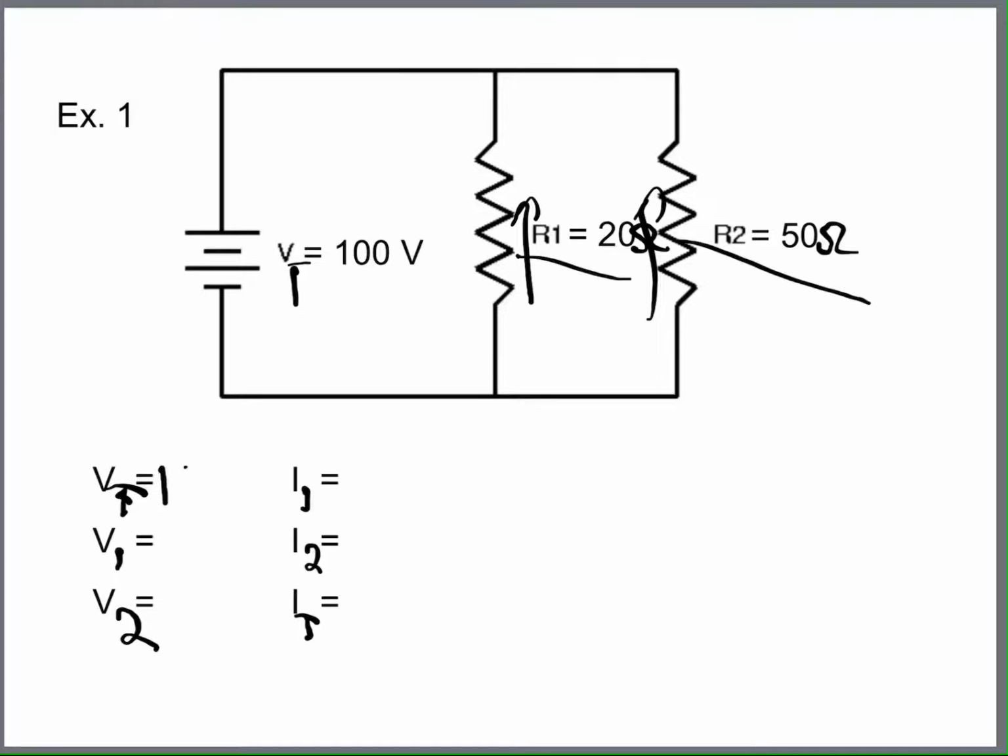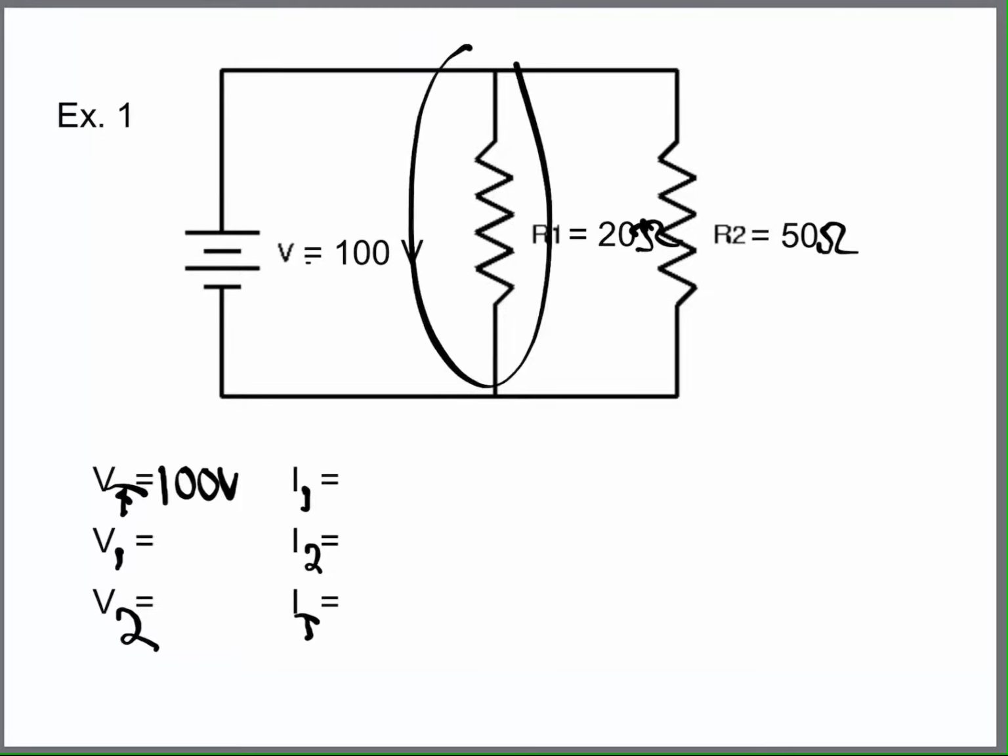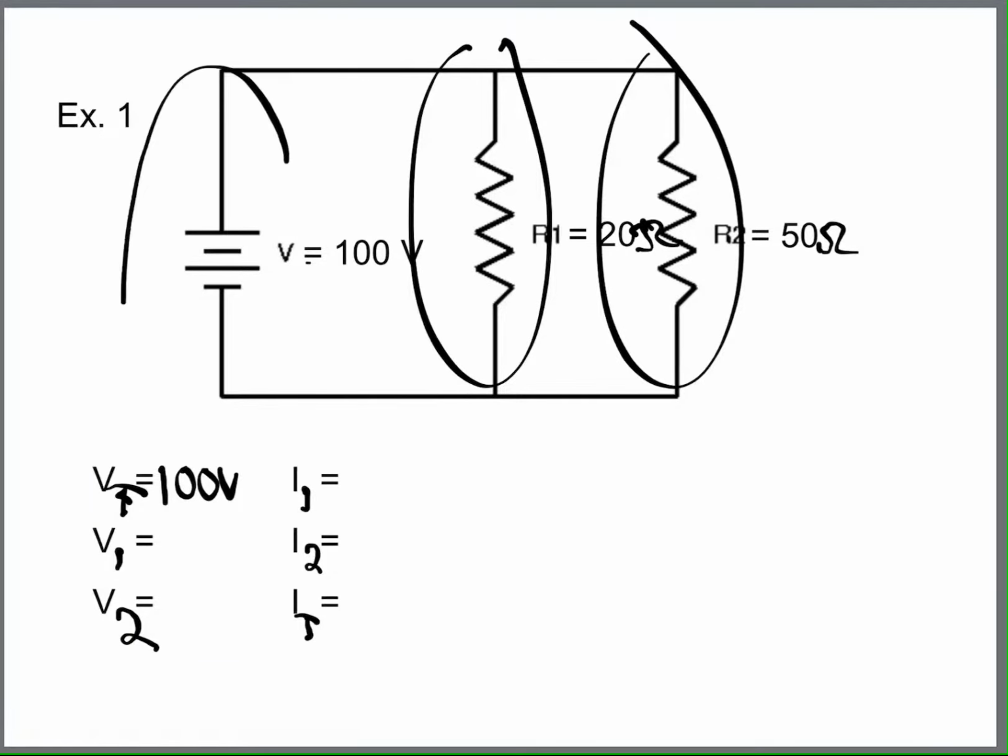V total is the voltage of the battery, which is 100 volts. Now, if I know V total is 100 volts, then we know that the voltage drop across R1 and R2 also have to be 100 volts, right? Because this is leg 1 and this is leg 2. They have to have the same voltage as this. So that's going to be 100 volts and 100 volts.